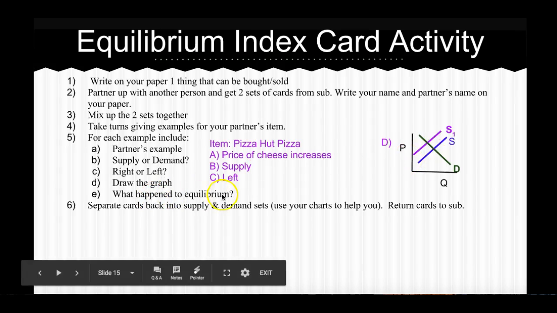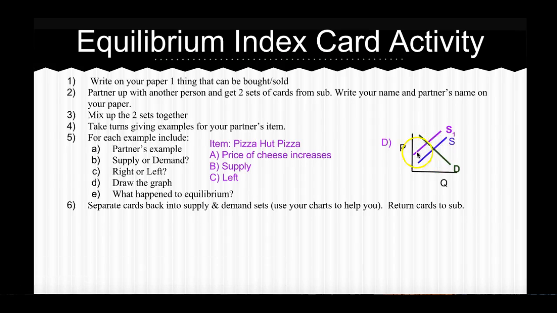Now the last part is what happens to equilibrium. If I need to, I will draw in those dotted lines saying, here's my original price, here's my original quantity, here's my new price, here's my new quantity. If I need to do that, I'll do that, but in my case, I don't. I know the equilibrium price went up, because here's my original price and here's my new price. And the quantity went down, because here's my original quantity and here's my new quantity. So I'm going to write price increase, quantity decrease. And if you want to use arrows, you can use arrows. That's fine.